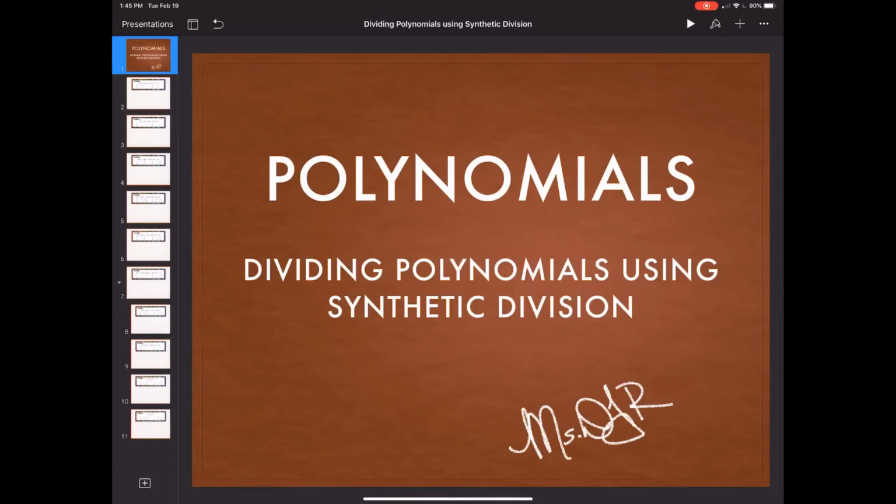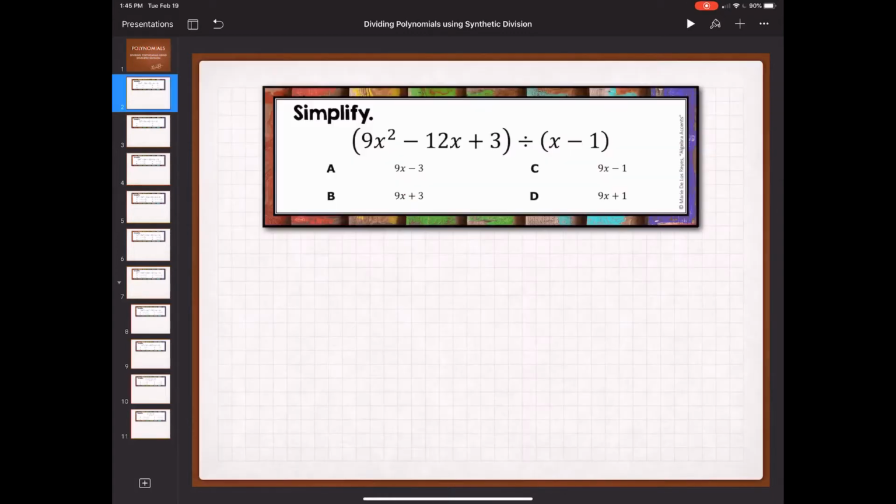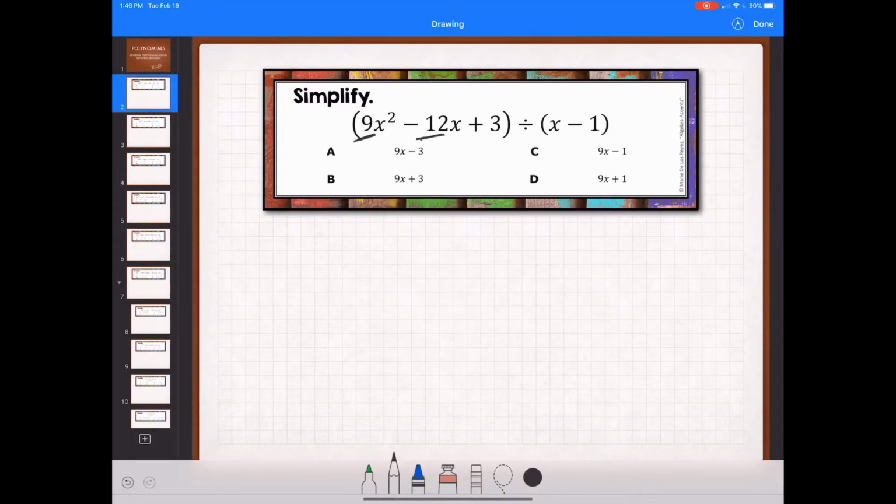Today we are dividing polynomials using synthetic division. Synthetic division is another method for dividing polynomials. The way it works is you use the coefficient of each of the terms in the polynomial. So we have 9, negative 12, and 3.